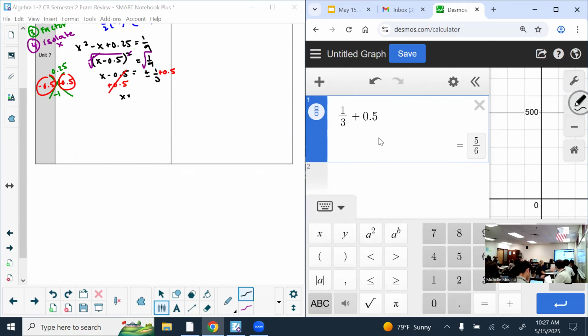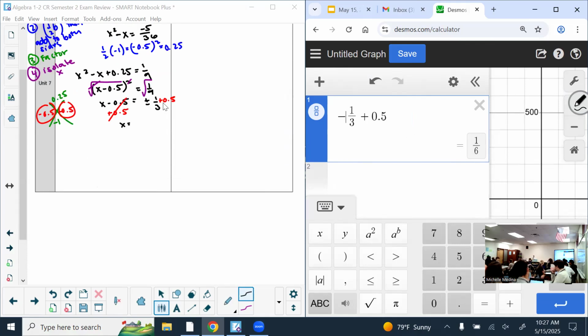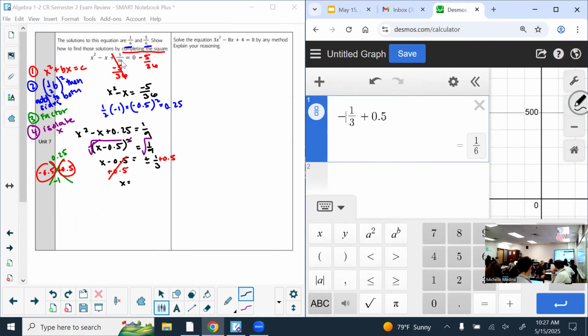So 1/3 plus 0.5 is 5/6. The other answer I get from doing is negative 1/3 because that's where the plus or minus was. Negative 1/3 plus 0.5 is 1/6, which it told you the answers to begin with anyway.